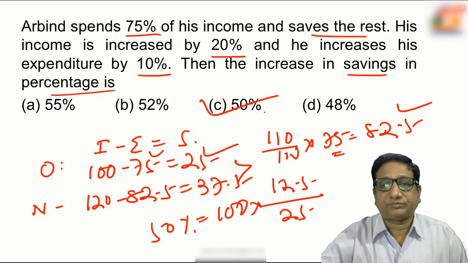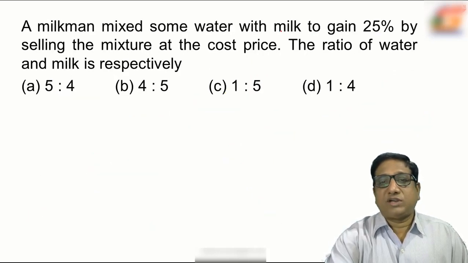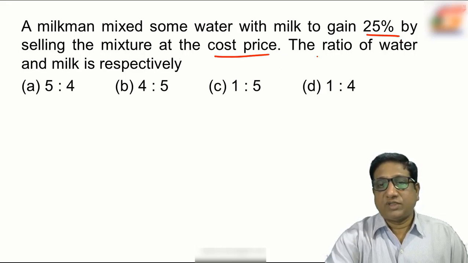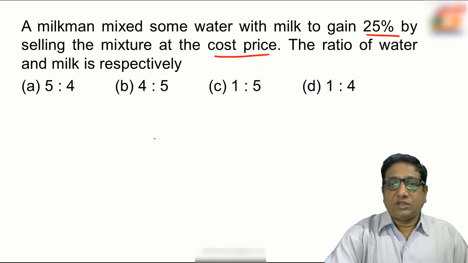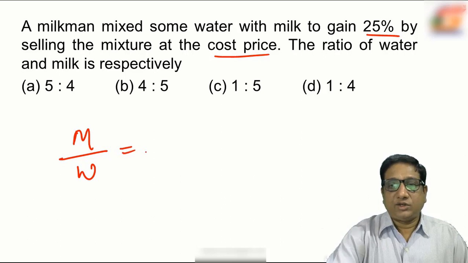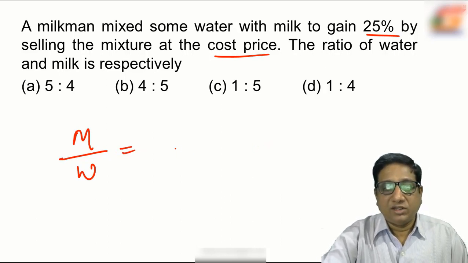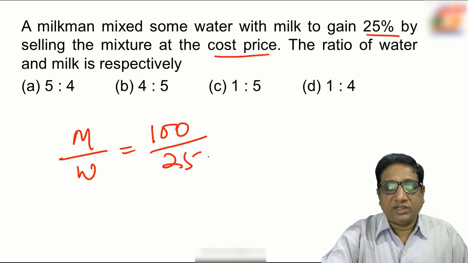A milkman mixed some water with milk to gain 25% by selling the mixture at the cost price. The ratio of water and milk is respectively? So milk is to water is, he added 25% water. So milk is 100%, then water is 25%. Then the ratio of milk to water is 4:1.